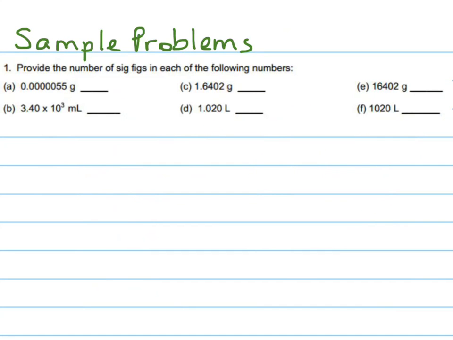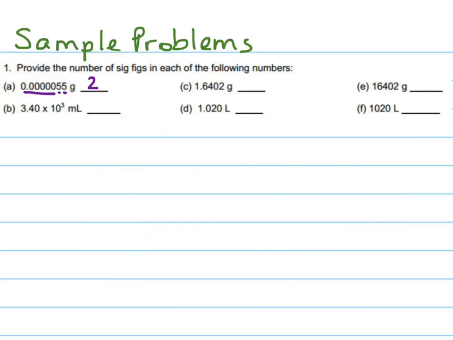Let's look at some sample problems. Provide the number of sig figs in each of the following numbers. So if we look at A, we have a whole bunch of zeros at the beginning. And remember that zeros before non-zero numbers are not significant. So in this case, only these two 5s are significant figures. So we have 2 significant figures.